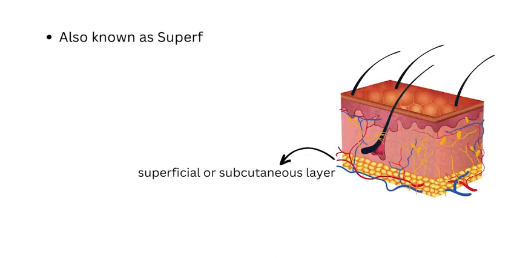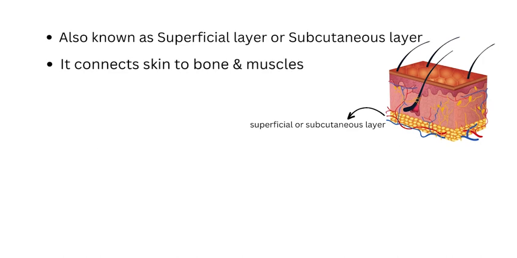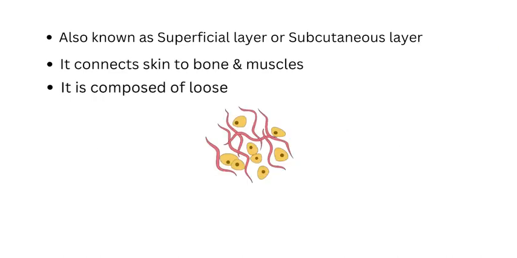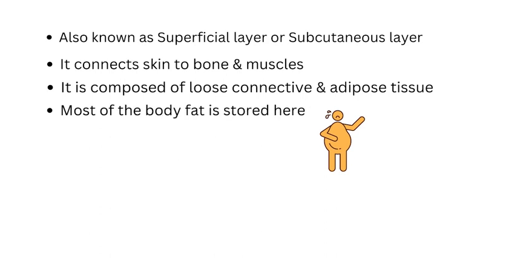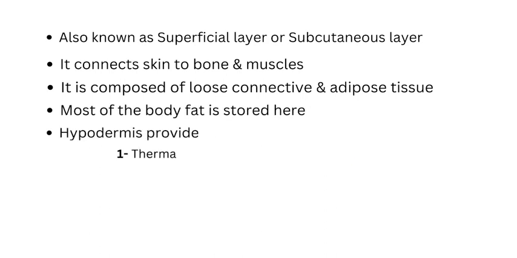Hypodermis. It is also known as the subcutaneous layer or superficial fascia. It connects skin to bone and muscles. It is composed of loose connective and adipose tissue. It is the place where most of the body fat is stored. The hypodermis provides thermal insulation, padding, and serves as the body's main source of energy.